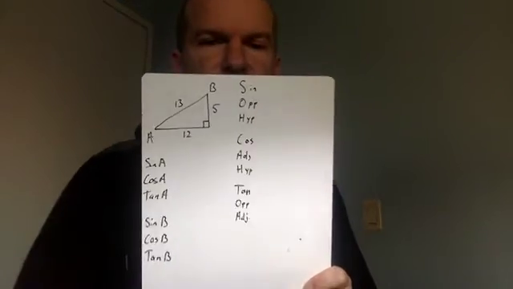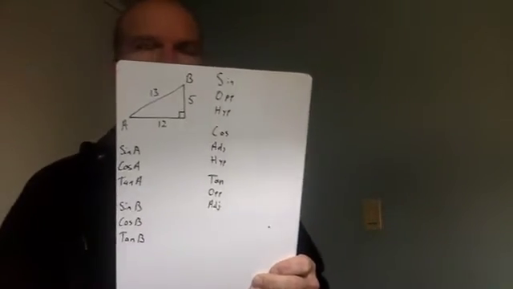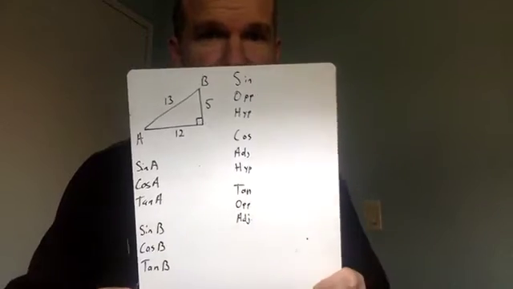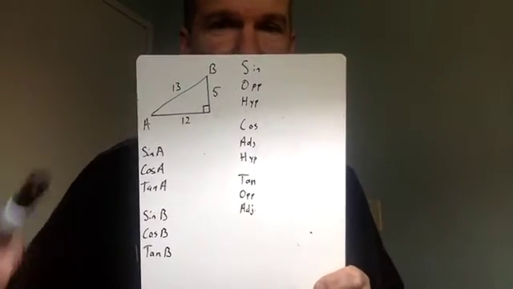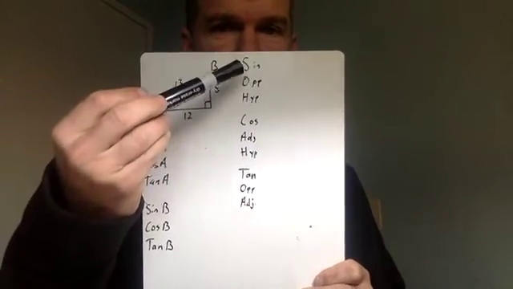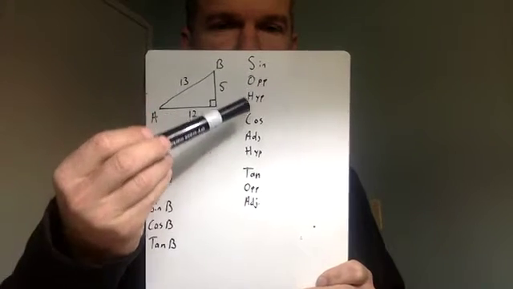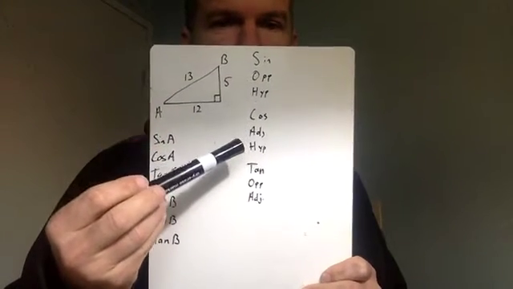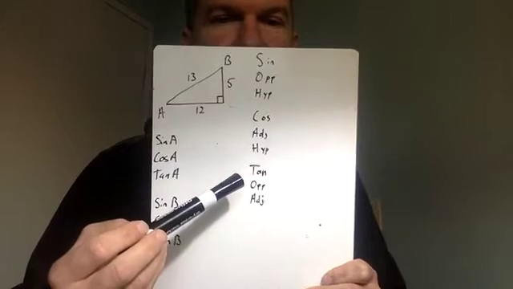All right, a little review for your quiz type of do section today. Sohcahtoa, back to the beginning. Sohcahtoa stands for sine is opposite over hypotenuse, cosine is adjacent over hypotenuse, and tangent is opposite over adjacent.